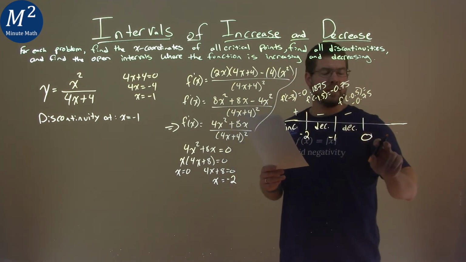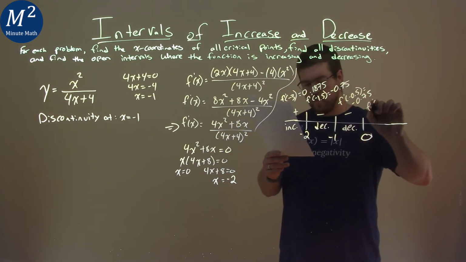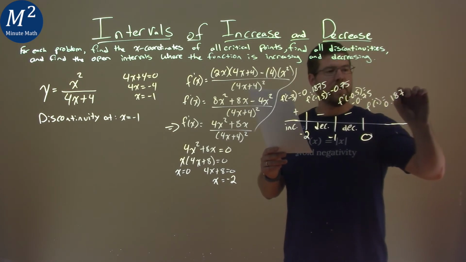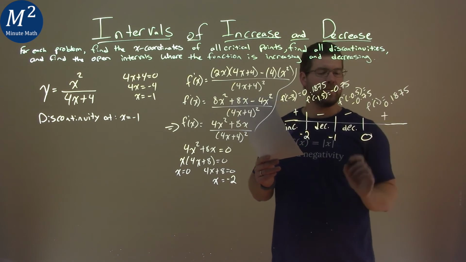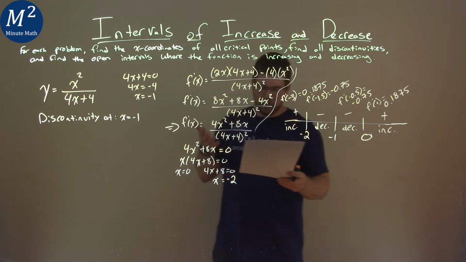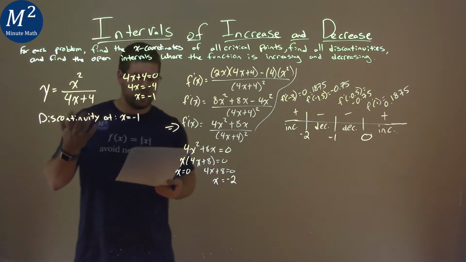Lastly, pick a value bigger than 0. F prime, I picked 1, make it easy, and it came out to be 0.1875. All I care about is that it's positive, therefore we're increasing. And this gives us our intervals here for our function increasing and decreasing.